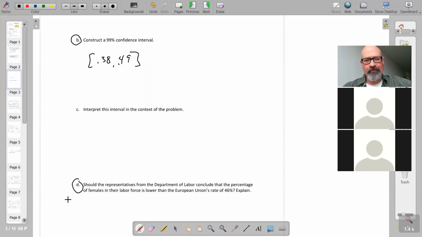I think what I would say in this problem is that there's no real evidence from the information we have here that the percentage of females in the labor force is lower than the EU's rate. There's no evidence of that in this case, and that's because 0.46 is in the interval. So probably I'll write that down next time. But before I write anything down, does this make sense to you? The confidence interval that we have actually contains 0.46. So that doesn't provide evidence against the belief that the proportion we're talking about in the US is not less than 0.46, even though the sample proportion is lower.